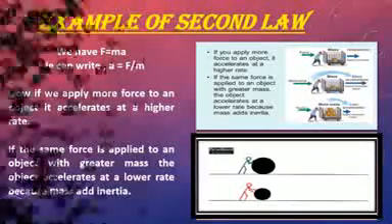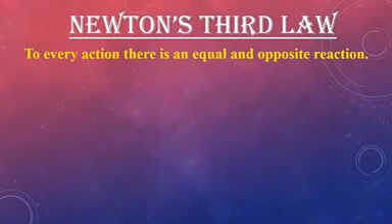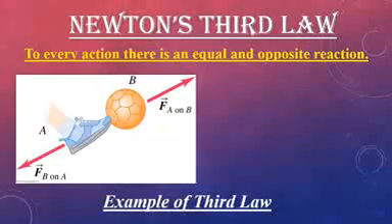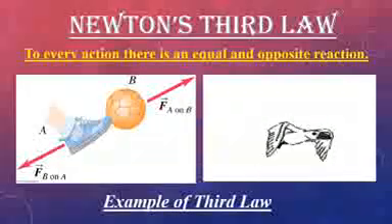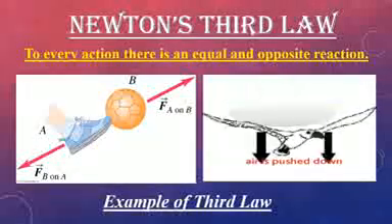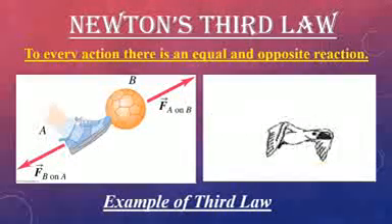And the third law of motion states that to every action there is an equal and opposite reaction. If we kick a football, our leg experiences an equal amount of force in the opposite direction. When a bird flies in the sky, it pushes the air backward and the air pushes the bird forward. Hence, the birds can fly easily.